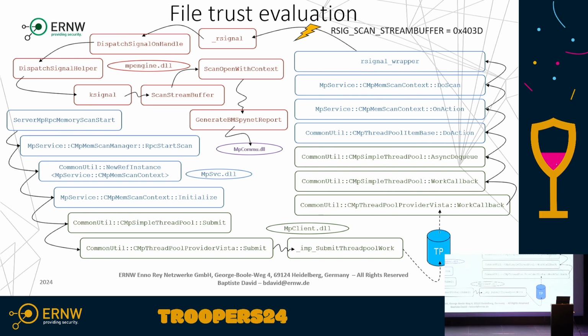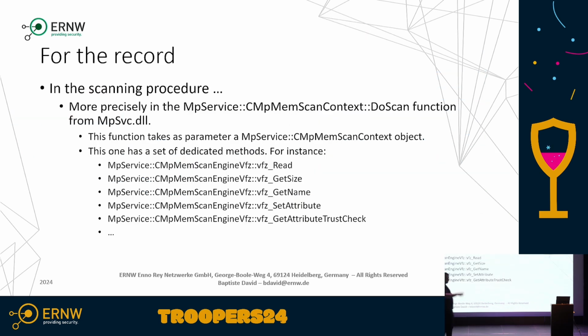And then the most important function in all this scanning operation from our point of view, because it does a lot, really a lot, is this function, generate BM spynet report, which is communicating with mpcommu.dll. So literally the cloud notification to Microsoft. As a side note, I have a couple of minutes, so it's okay. For the record, coming back to this do scan function.